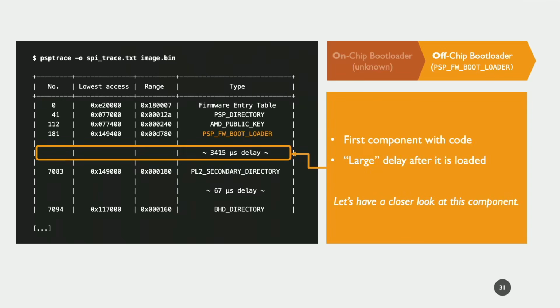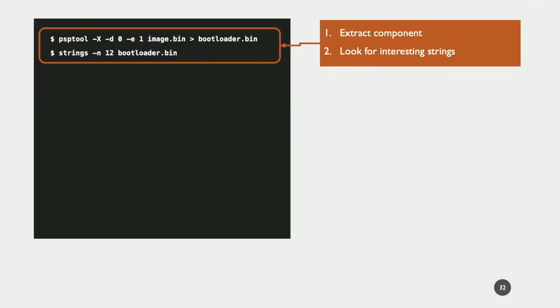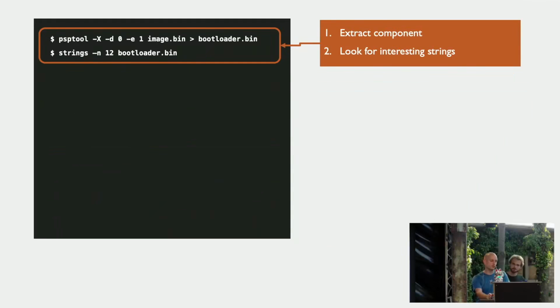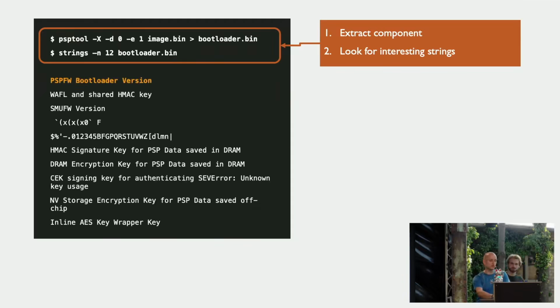So we can extract that component from an image using the PSP tool, and then, again, first look at some strings. Let's see what we find in this bootloader. This is an output of the strings contained in a PSP bootloader from an AMD EPYC, the server variant system. There are some strings which are interesting for us.